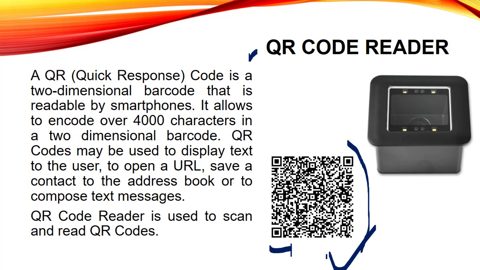So in these QR codes we can store multiple pieces of information. This information can be your Aadhaar number, your bank account number, your name, address, email ID. It can be your personal identification QR code also. So we can use these QR codes for various applications. A QR code, or quick response code, is a two-dimensional barcode that is readable by smartphones. It means by any smartphone we can scan these QR codes. It allows us to encode over 4000 characters; in this little picture we can store up to 4000 characters.